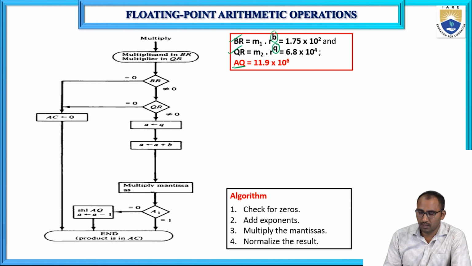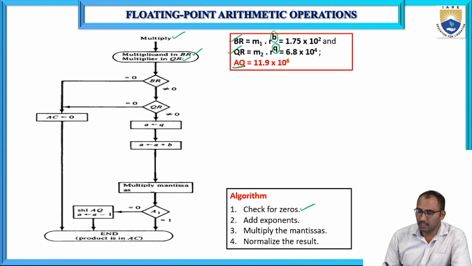Coming to this algorithm, we are performing multiplication. In the BR register we store the multiplicand, and in the QR register we store the multiplier. After that, what are the steps in the algorithm? What is the first step? We have to check for zeros.